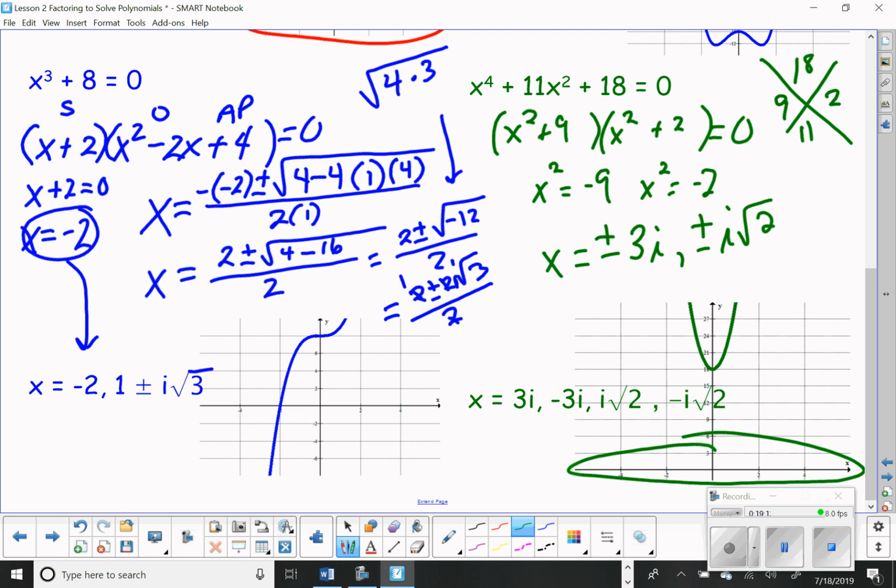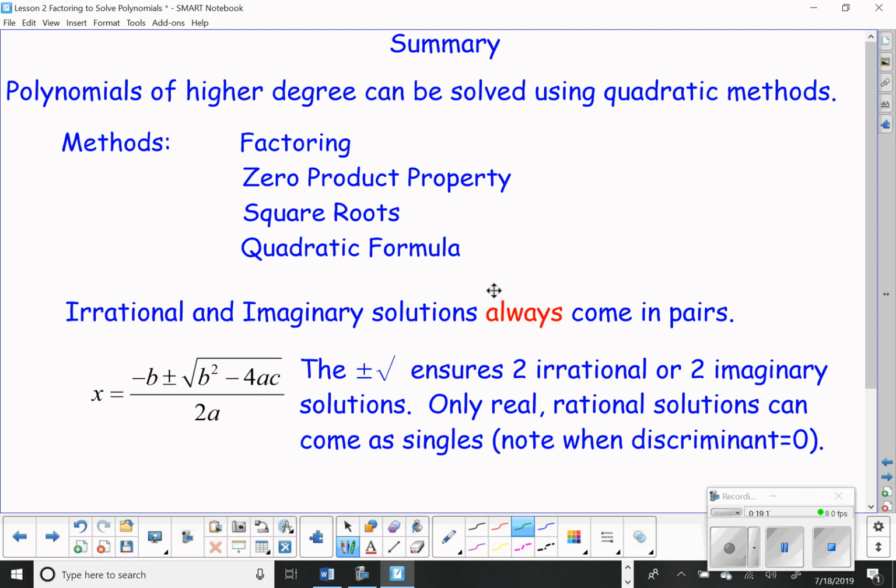All right. So, moving on. In summary, polynomials of higher degree can be solved using quadratic methods. Factoring, zero product, square roots, and quadratic formula. You might use one or several to solve. Okay? Irrational and imaginary solutions always come in pairs. They always come in pairs because I got this plus minus. The plus minus the square root ensures 2 irrational or 2 imaginary solutions. Only real rational solutions can come as a single solution.